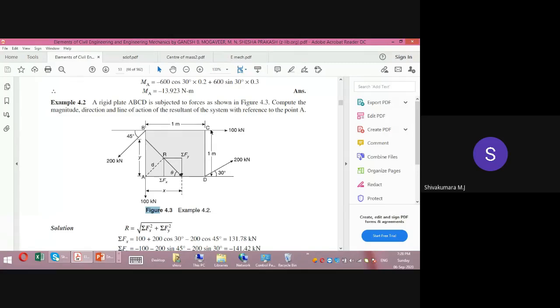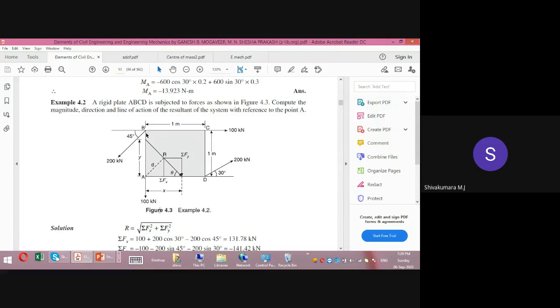Then you come to the 100 kilonewton force. The line of action is BC. What is the perpendicular distance from this line of action to A? 1 meter. Which 1 meter is that? It is CD, this 1 meter. If we firmly hold at A and pull this object in this direction with 100 kilonewton force, what is the direction of rotation? Clockwise. So 100 into 1, and the sign convention for this is plus.